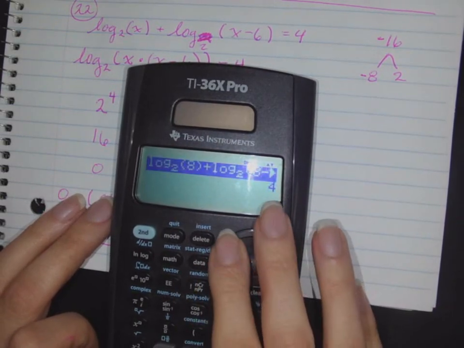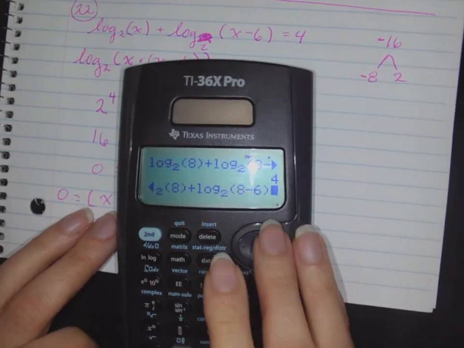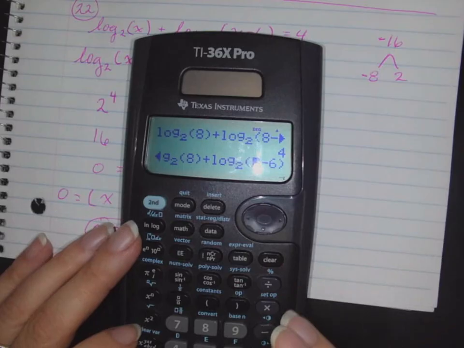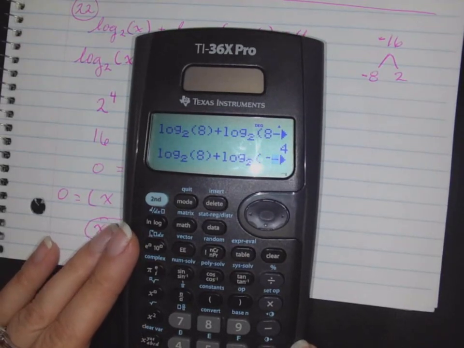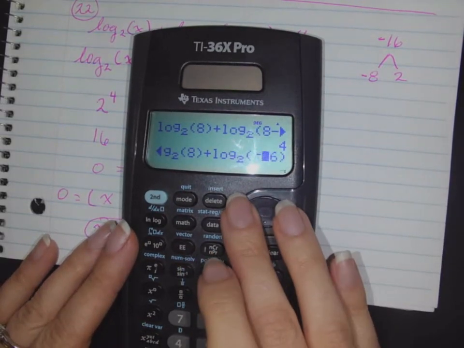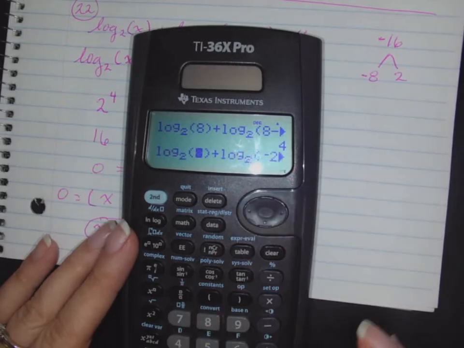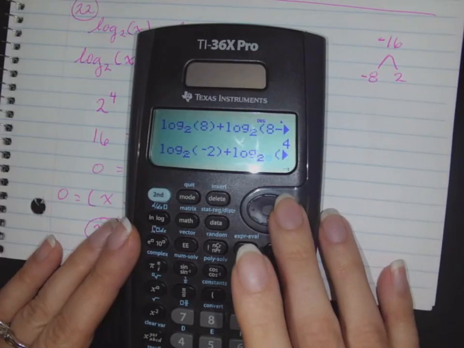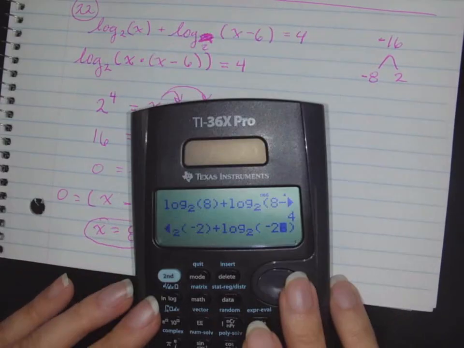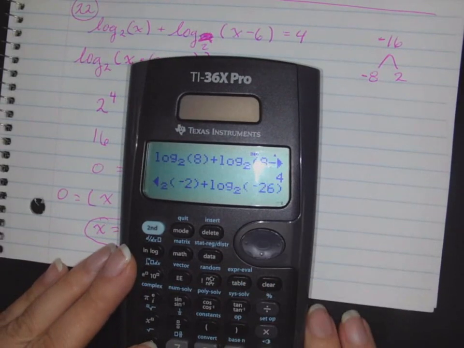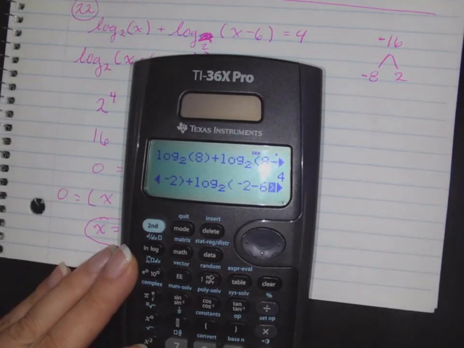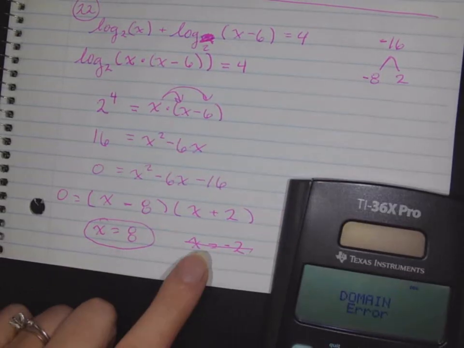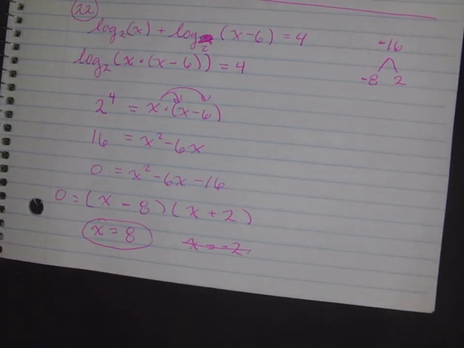Now let's try the negative 2 to confirm that that one doesn't work. So negative 2. Oh, it's going to kick everything over, huh? Dang, okay. Negative 2 minus 6. And then, yeah, domain error, so that one doesn't work. Okay, so the answer is x is equal to 8.